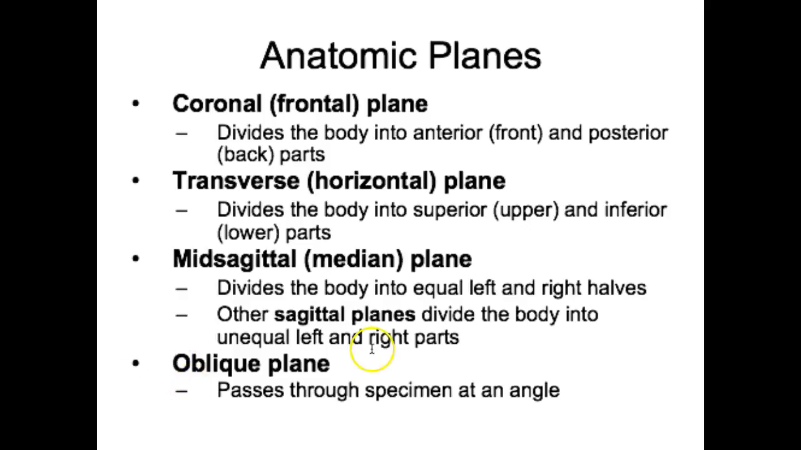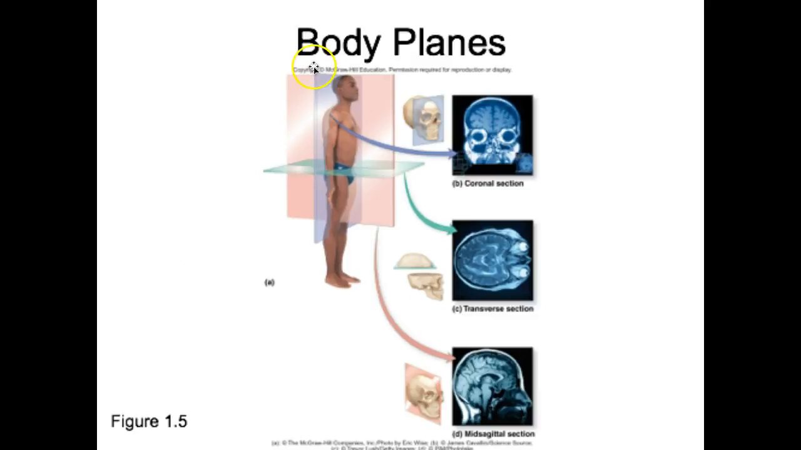An oblique plane passes through the specimen at random angle, any angle that is other than these perfectly straight up and down, left and right, mid-sagittal, transverse, and coronal sections. Anything else is an oblique plane.